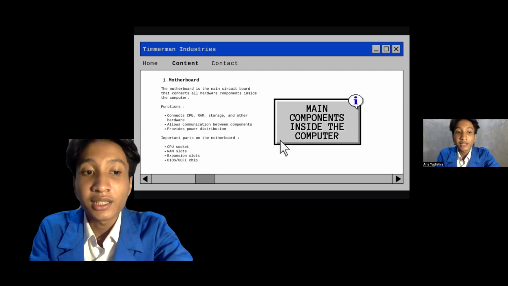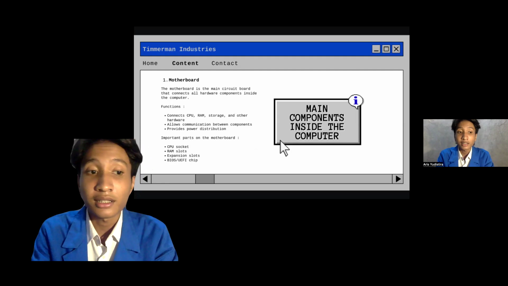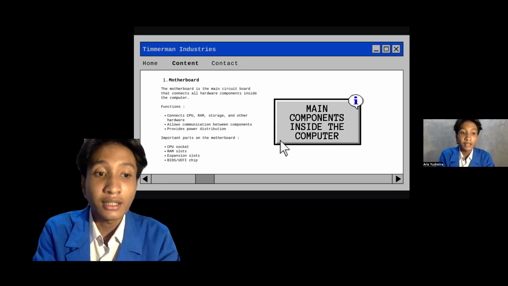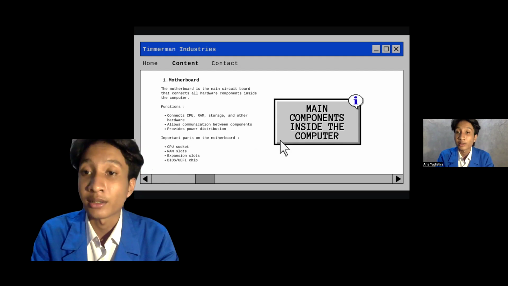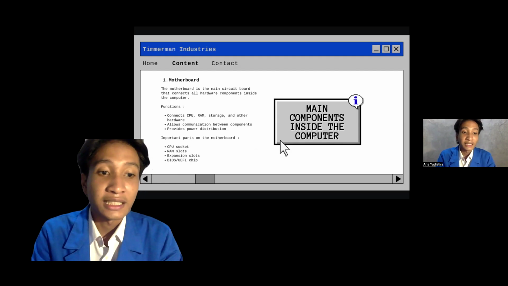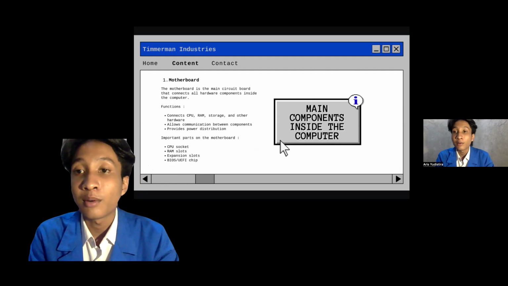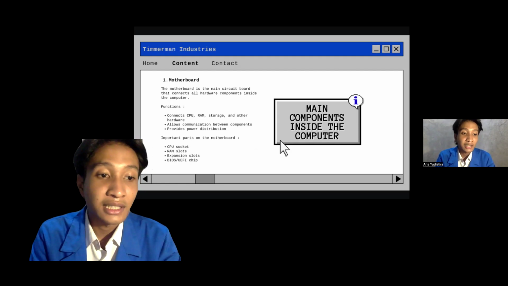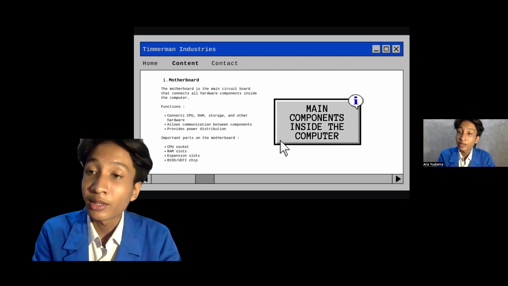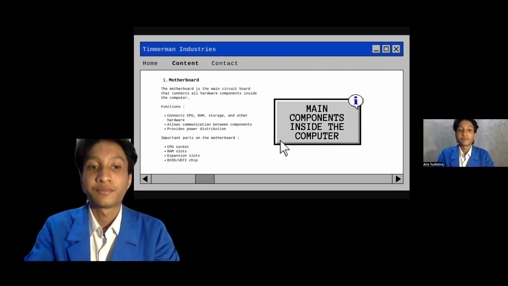The main components inside the computer: there are several important hardware components that work together. These components include the motherboard, CPU, memory, storage device, input and output devices, power supply, cooling system, and GPU.